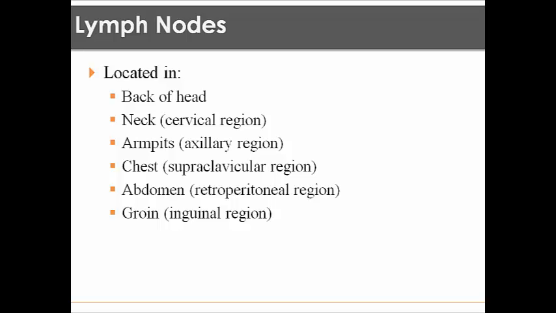Now the lymphatic system, I'll just touch on this. Just the lymph nodes, they're located in the back of your head, in your neck, the cervical region, the armpits, axillary region, your chest, supraclavicular region, abdomen, retroperitoneal region, or your inguinal region.